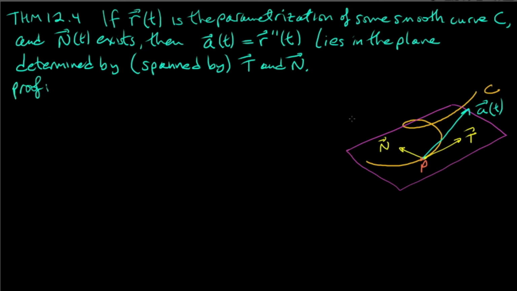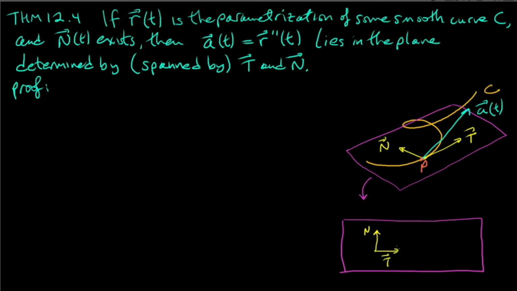So in order to prove this, let me just show you here. Let's suppose this is the plane. I'm just going to reorient it so that it's face on. So at a given point, we have our N, we have our T. Remember, they should be the same length. I know they don't look like that in this picture up here. They're both unit vectors.